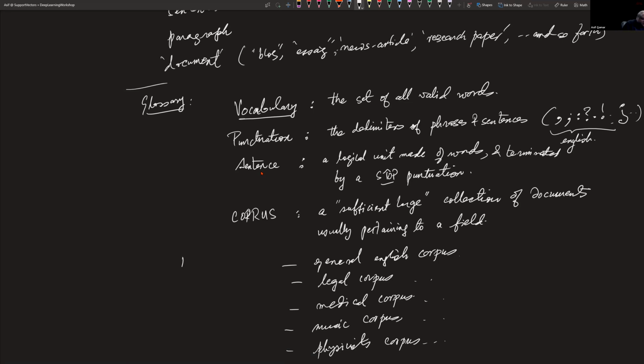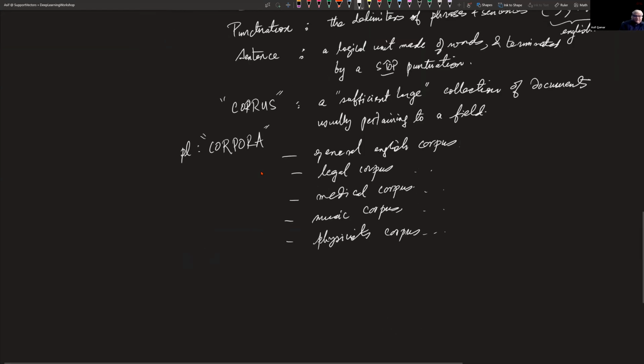And the plural of corpus is corpora. So you will see this word corpus and corpora used quite often in this literature. But then the corpus need not be just for English. You can have, for example, the Spanish language corpus, right? And then you can go on adding your languages and so on and so forth. So I hope the meaning of the word corpus is pretty clear from all of this.